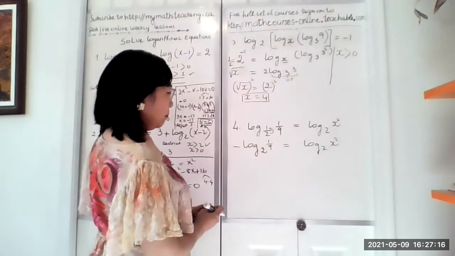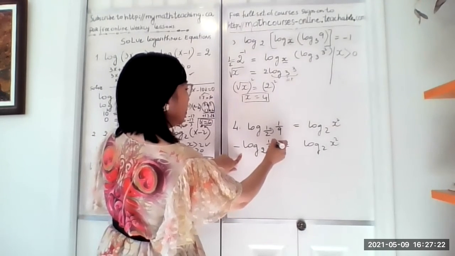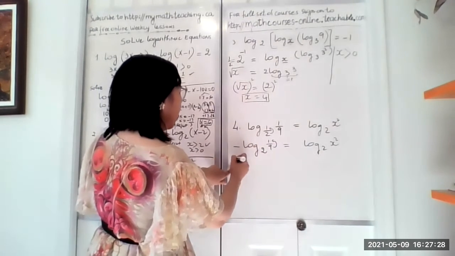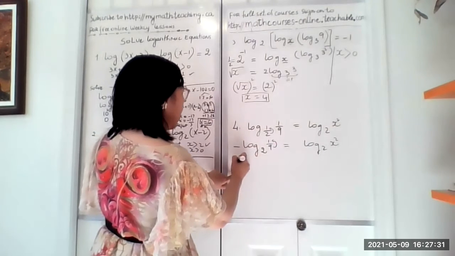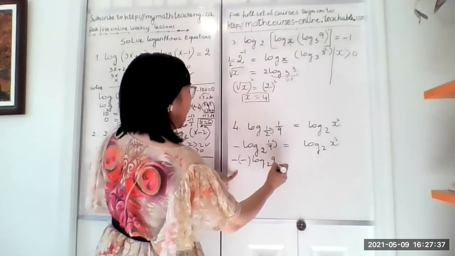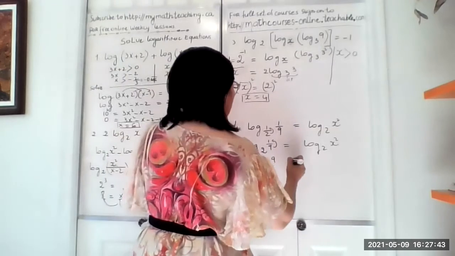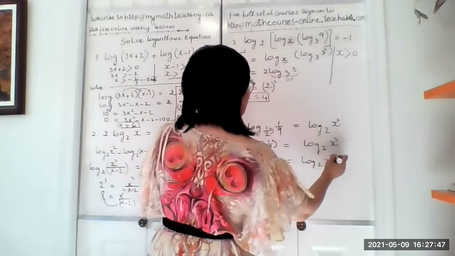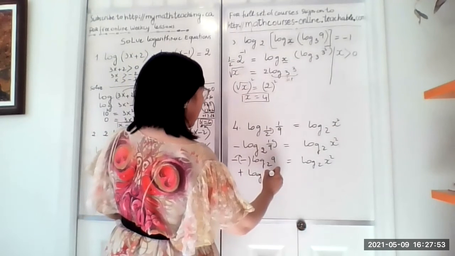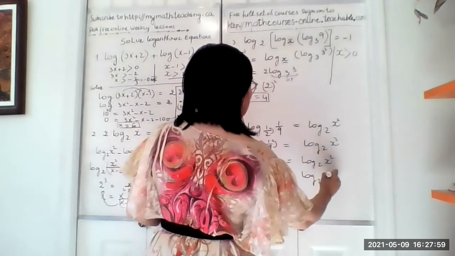Okay, at this time, I'm going to change this up here as well. Instead of 1/9, I'm going to make 9/1. But by doing that, I have to convert to a negative log again. So I will have negative, negative log base 2 of 9/1, right? That's how I do it. And that equals log 2 of x squared. So negative times negative will be plus. So now I will have a positive log 2 of 9 equals log 2 of x squared.